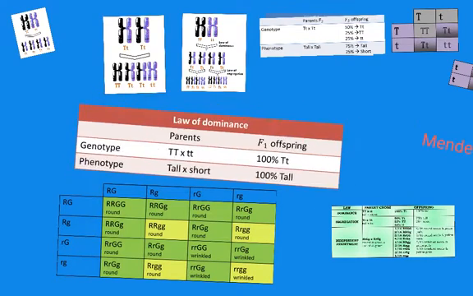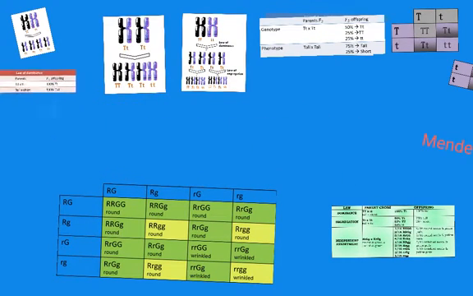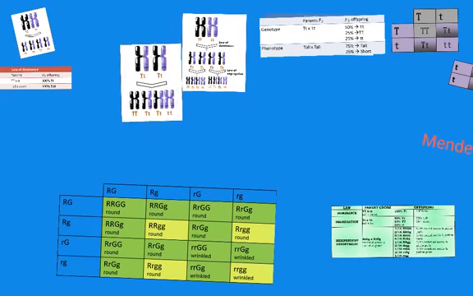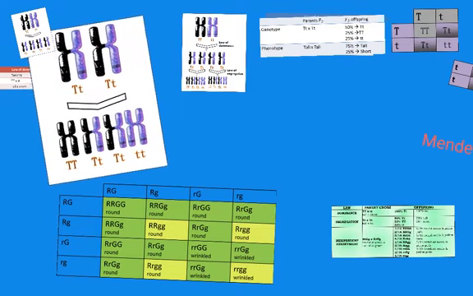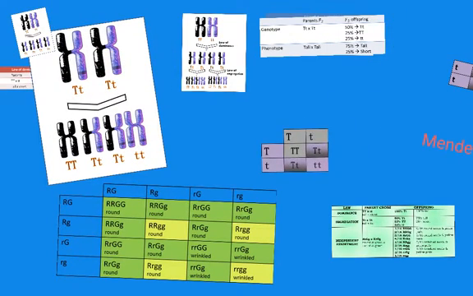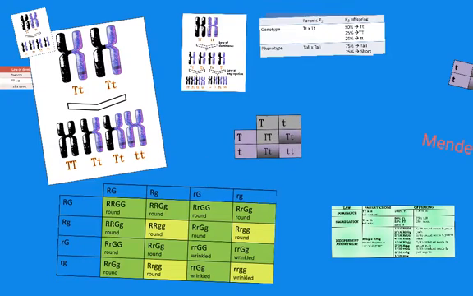The second of the laws is the law of segregation. During the formation of gametes, the two alleles responsible for a trait separate from each other, which will produce the genotype when the alleles are recombined.